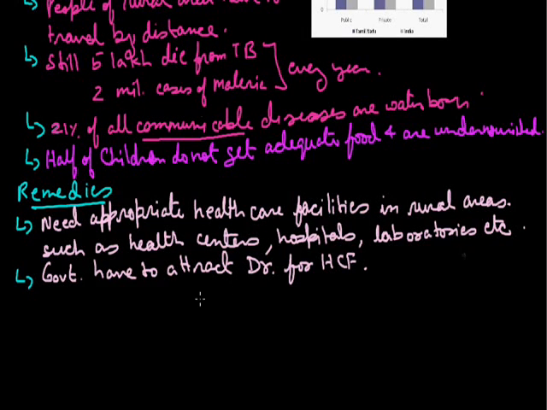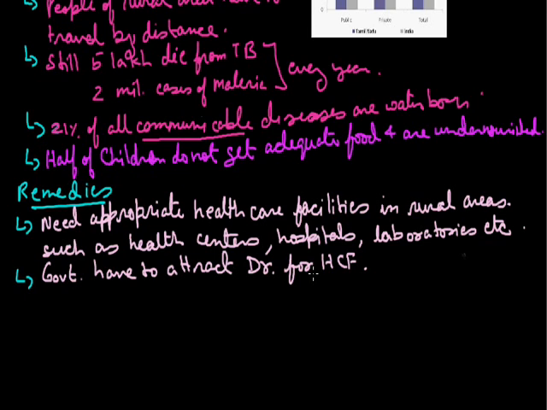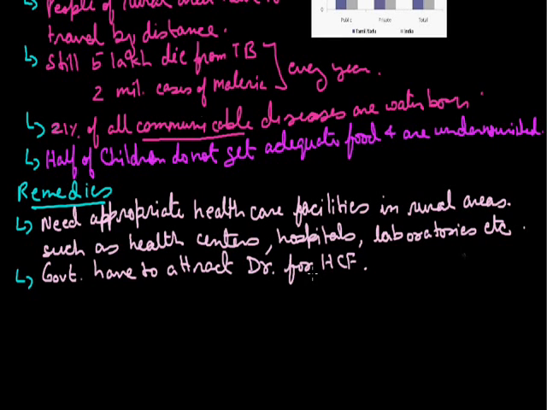The government also has to attract doctors to the healthcare services which the government is providing in the rural areas. Obviously everyone works for money, so the government has to increase their salary so that doctors get ready to work in the rural areas, and also establish the infrastructure in these areas.